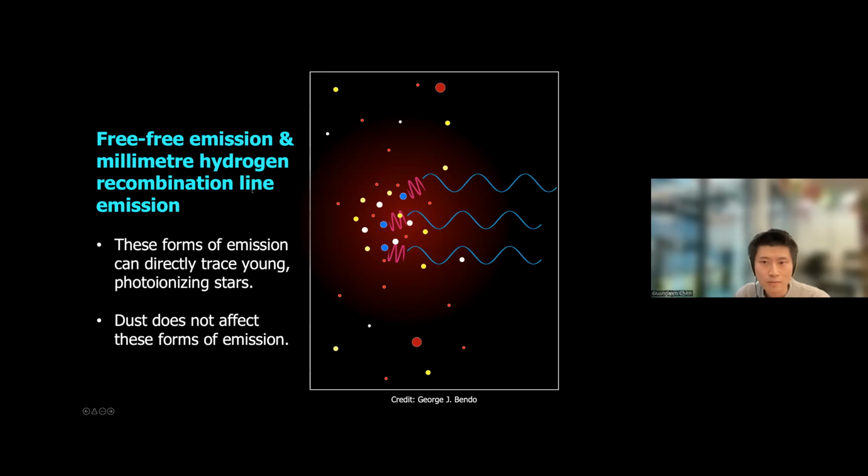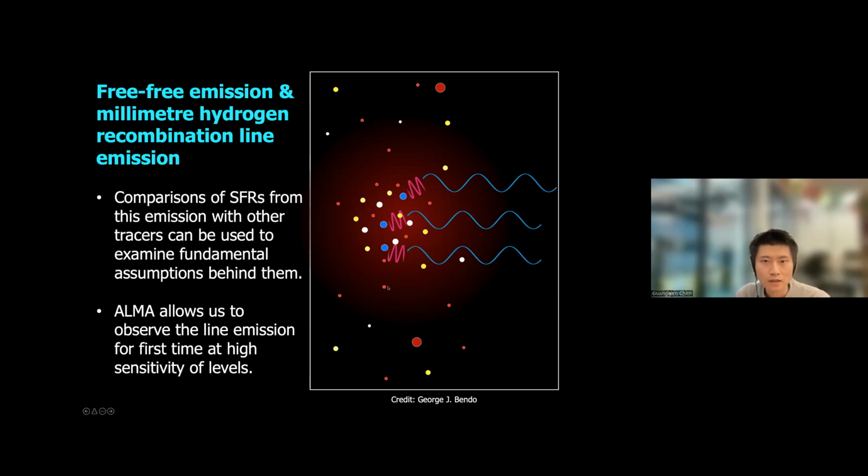Each of the above star formation rate tracers has at least one typical disadvantage, but the free-free emission and millimeter hydrogen recombination line emission are different. As star formation rate tracers, these kinds of emission have two advantages over the above limitations. They can directly trace the ionizing stars. Also, this emission is unaffected by dust obscuration. Therefore, comparisons of star formation rates from this emission with other star formation rate tracers can be used to examine the fundamental assumption behind these star formation rate tracers.